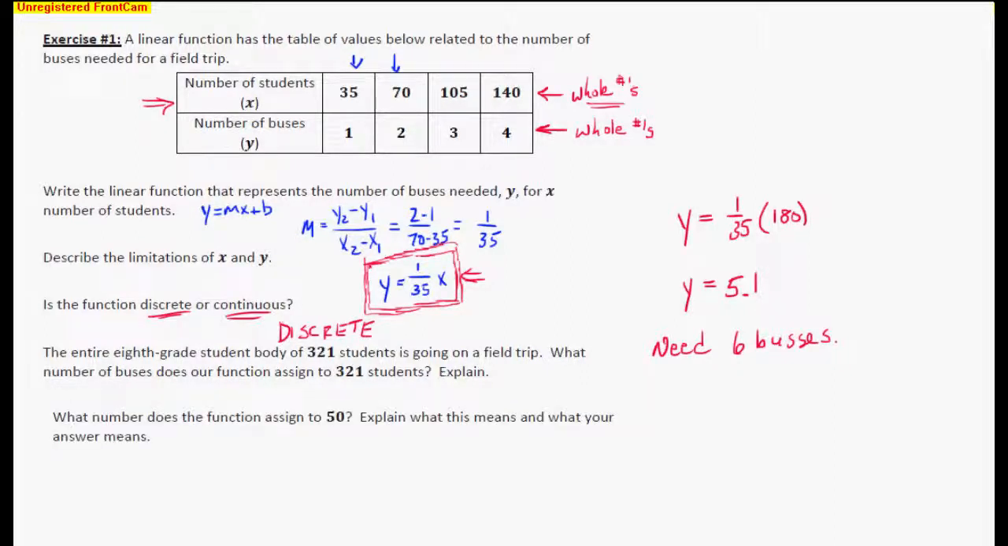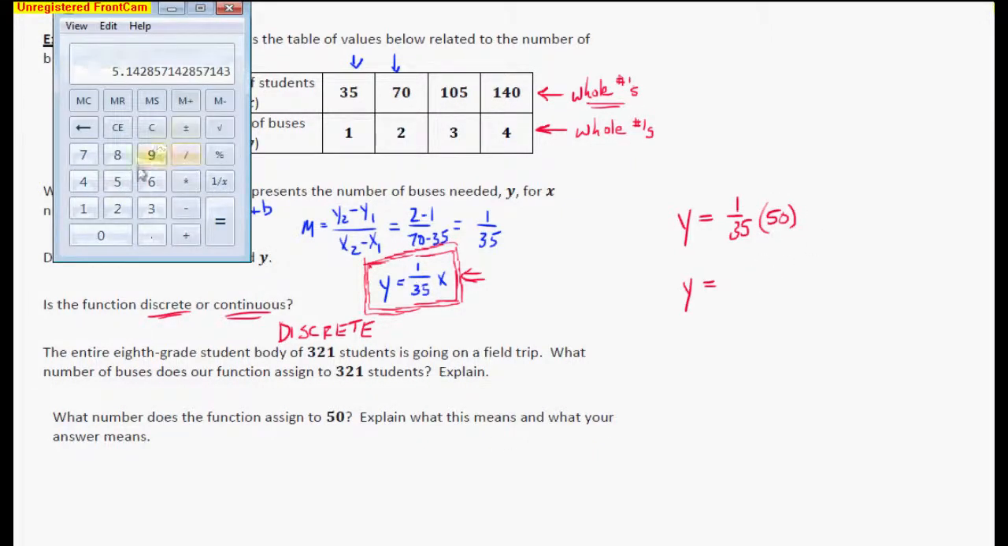Let me turn this one off and this one on. And let's see, what number does the function assign to 50? All right. So what they're trying to say here is really the same thing. What if we have 50 students? So you know what? Let's do this. Actually, that won't work. I'm just going to put it right off to the side here, and let's erase this part, and erase this part, and everything else is going to be the same here. I'm going to put in a 50 right there, and redo my math.